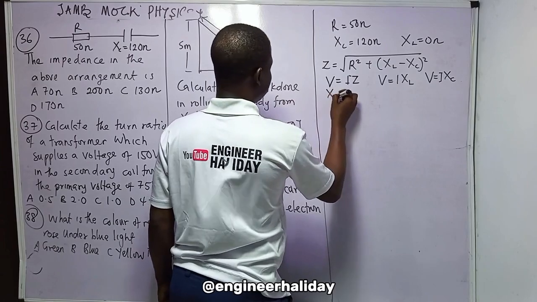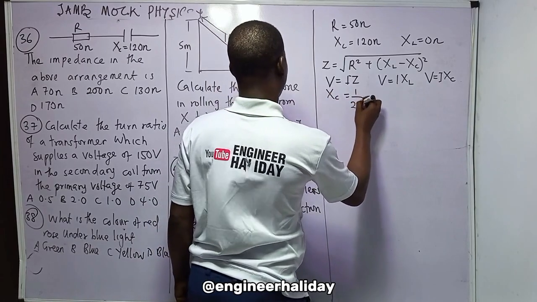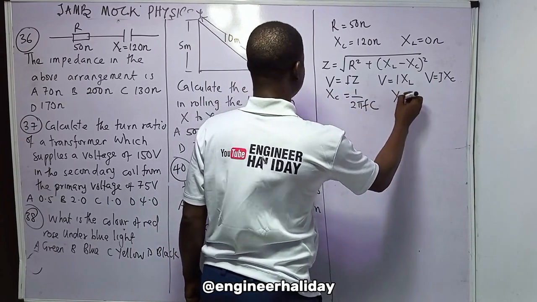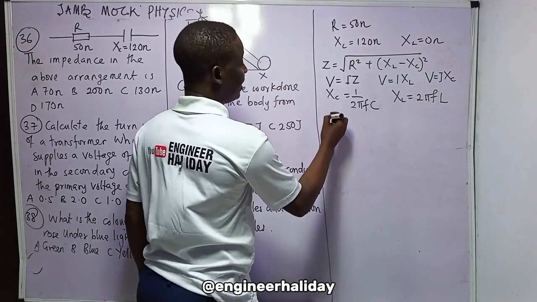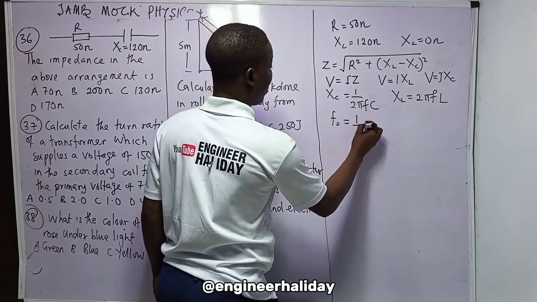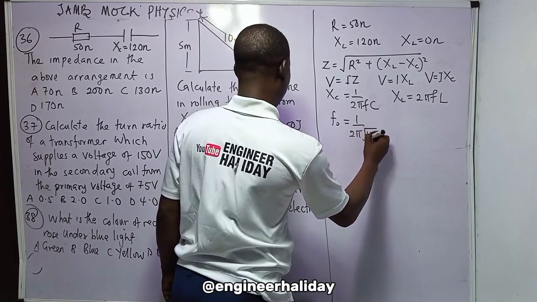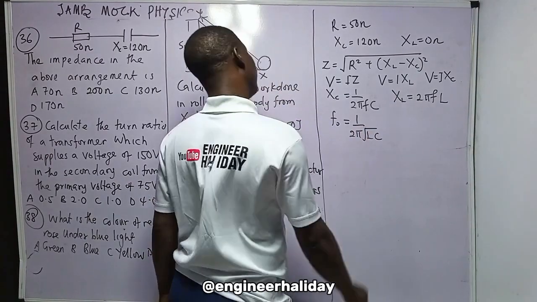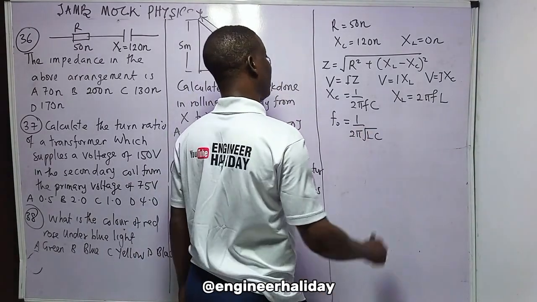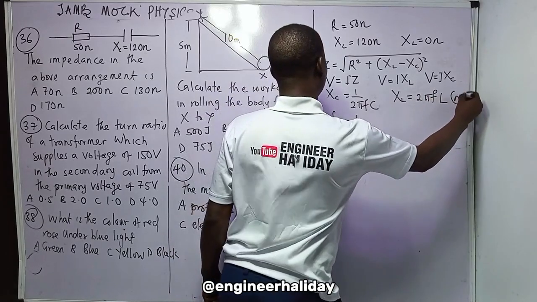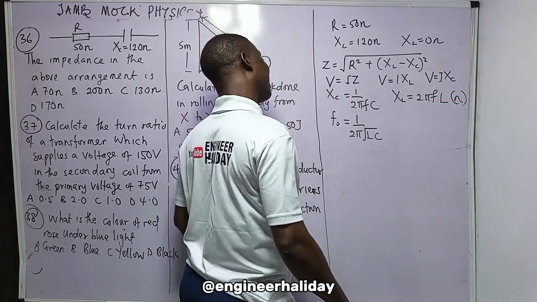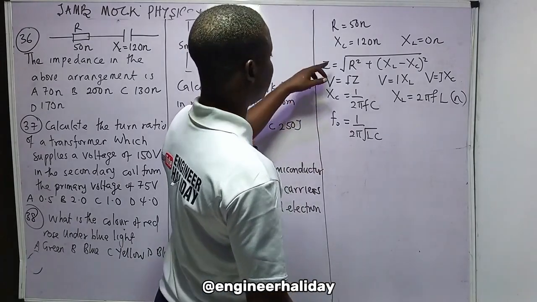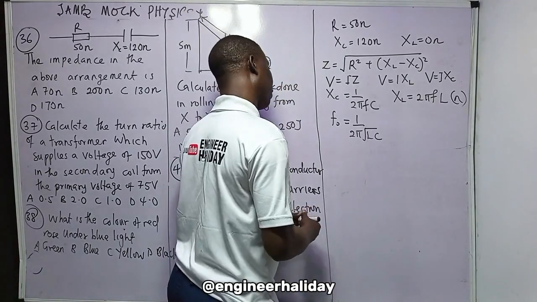We also know that XC is equal to 1 over 2 pi FC. Don't forget that XL is equal to 2 pi FL. Don't forget your formula. Then the resonant frequency is equal to 1 over 2 pi square root of LC. Very important, you don't forget all these formulas. This is measured in ohms. It's called the reactance across the inductor, while this one is called the reactance across the capacitor. Then this is inductance. It's all measured in ohms.